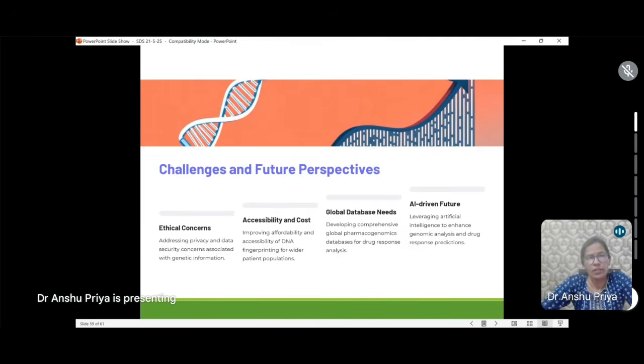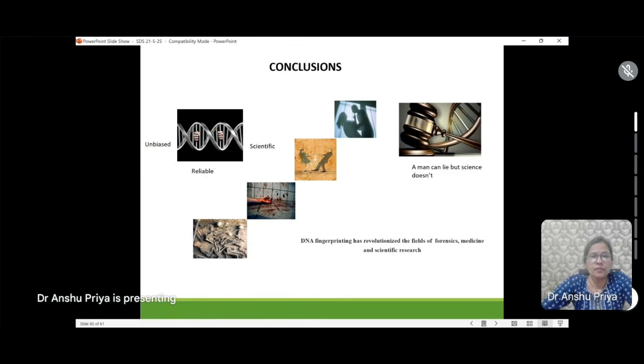And the future is AI driven in each and every field. So we can say that DNA fingerprinting has revolutionized the field of forensic medicine and scientific research. And it's a very scientific method, a reliable method, and an unbiased technique. I can say a man can lie, but science doesn't.